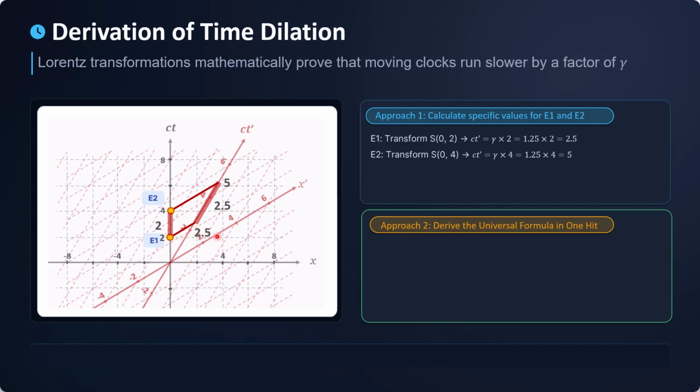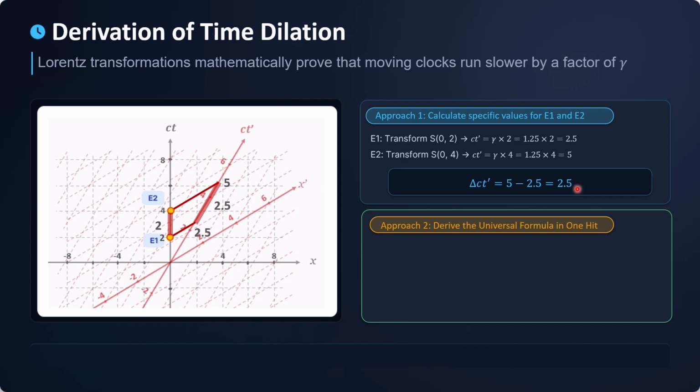For event 2, CT 2 prime equals gamma times 4, which is 1.25 times 4, giving us 5. Subtract the 2. 5 minus 2.5 equals 2.5. On the graph, we could only guess roughly 2.5. But with math, we know with absolute certainty that delta CT prime is exactly 2.5. That feels super satisfying, right?